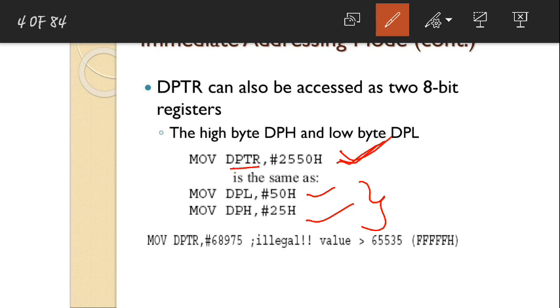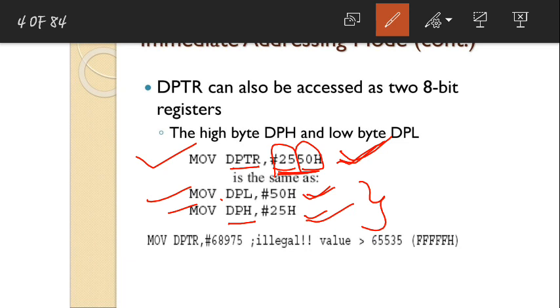Here what you are doing is taking 8-bit and 8-bit, dividing this DPTR into lower and higher. If you take lower, just see this value. In lower you have 50. I mean you have 50 at the lower byte of DPTR. Then here you are taking the higher byte. So that means DPL should contain 50 and DPH should contain 25. So you should move 50 into DPL and 25 into DPH. You can write this or this, both. You can do it that way.